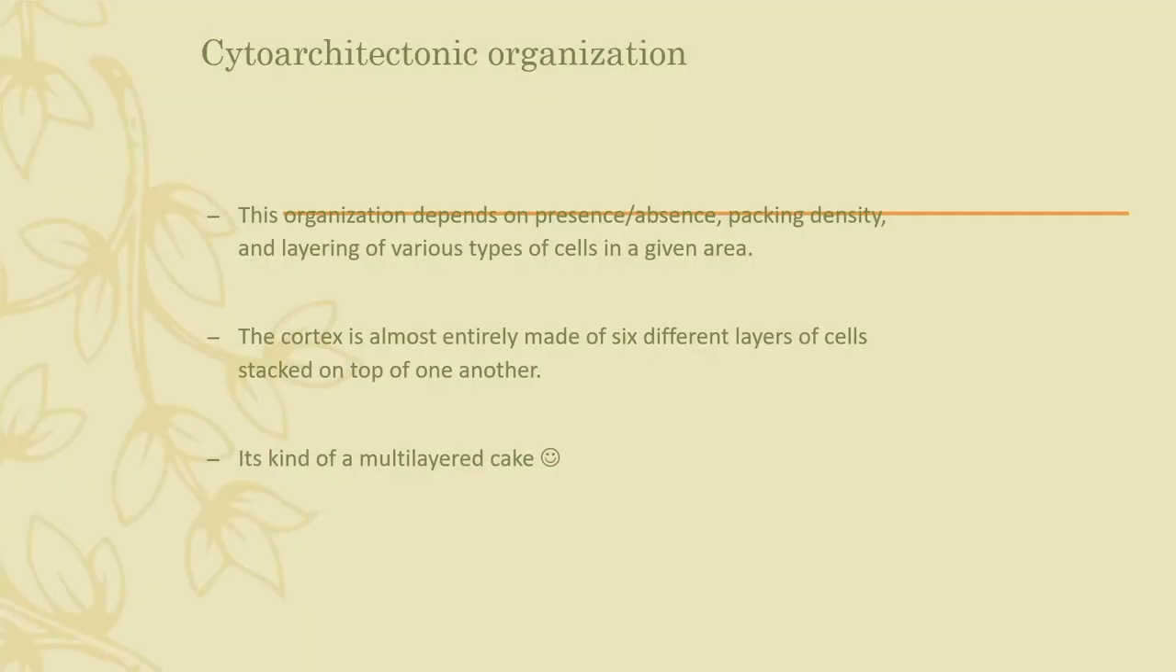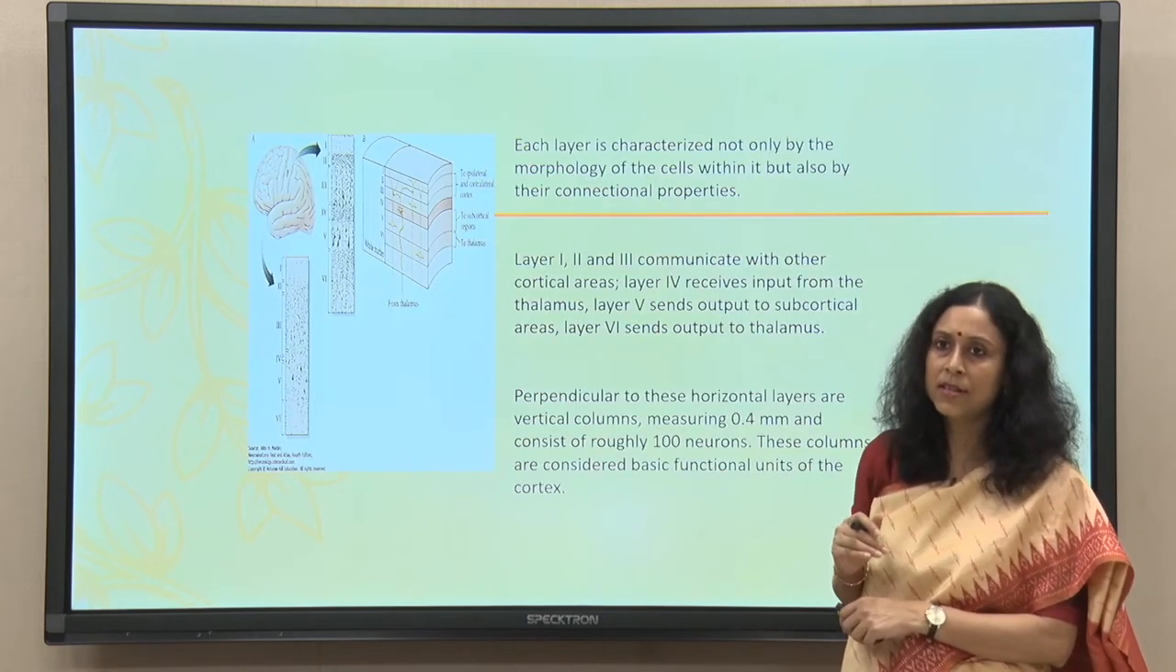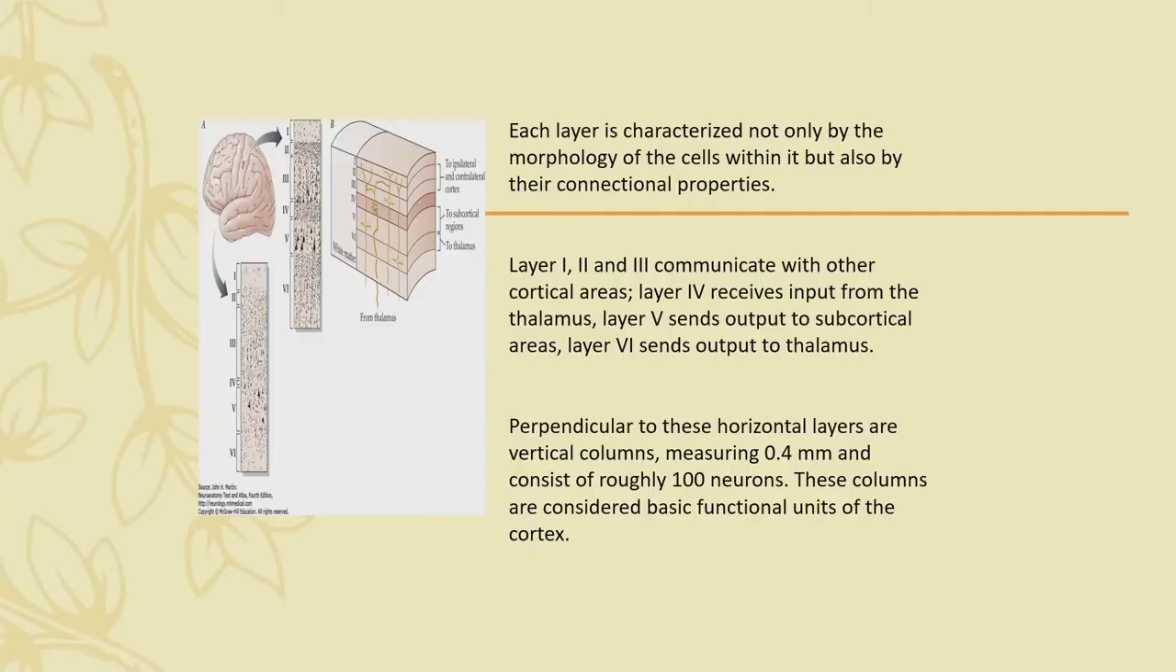So basically the cortex is the top part of the brain. This cortical region has 6 layers. This is how it actually looks: this is a tiny part of the brain that, if you dissect it, this is how it will look. So there are these 6 layers, and as you can see, there are different kinds of structure, as well as different connections for each layer. Each layer is characterized not only by the morphology, that is the structure of the cells within it, but also by their connectional properties. Each layer has a different connectional property.